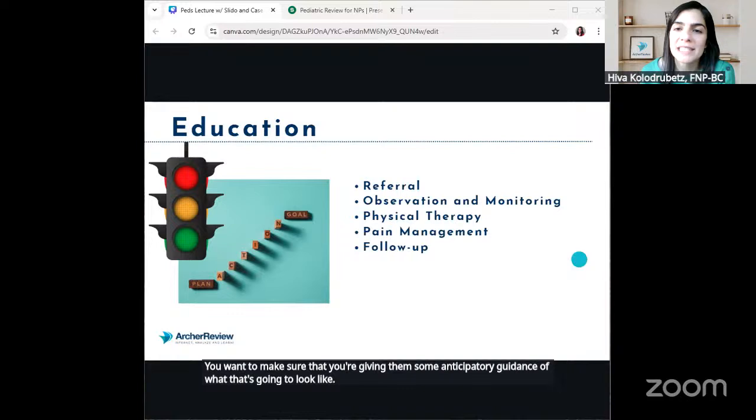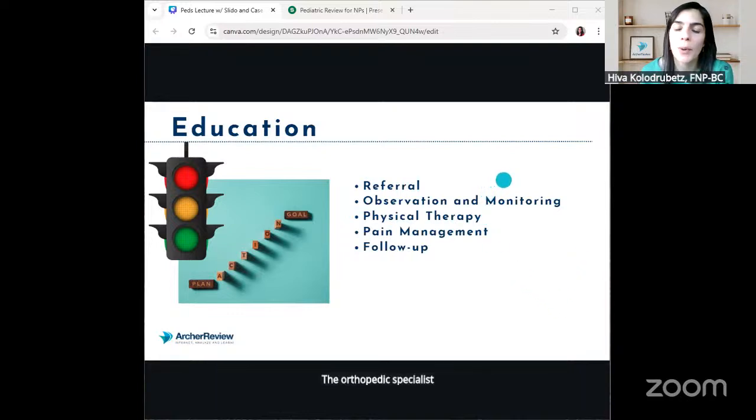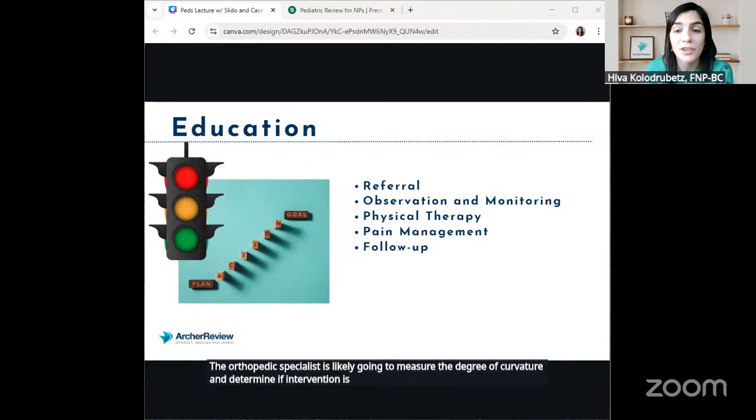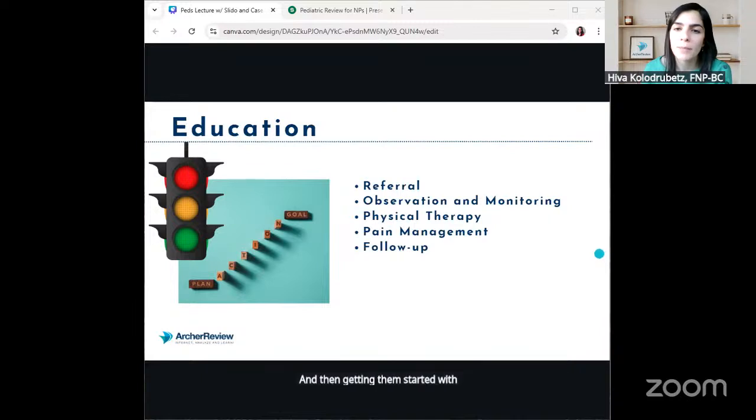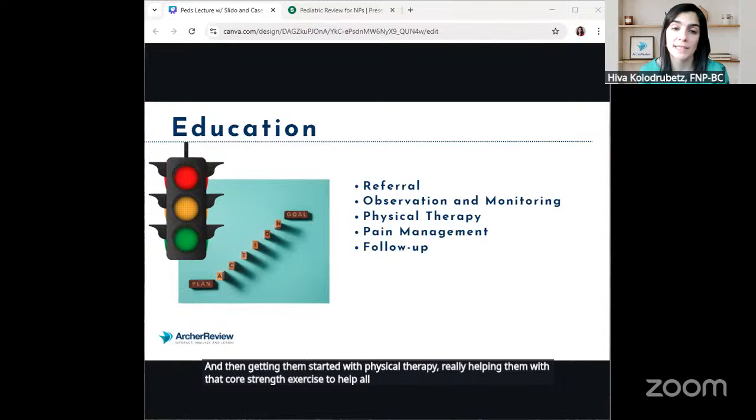The orthopedic specialist is likely going to measure the degree of curvature and determine if intervention is needed or if they need to just monitor it. So giving the patient and the parents some of that anticipation is also really important. And then getting them started with physical therapy, really helping them with that core strength exercise to help alleviate some of that back pain for her is going to be really important.